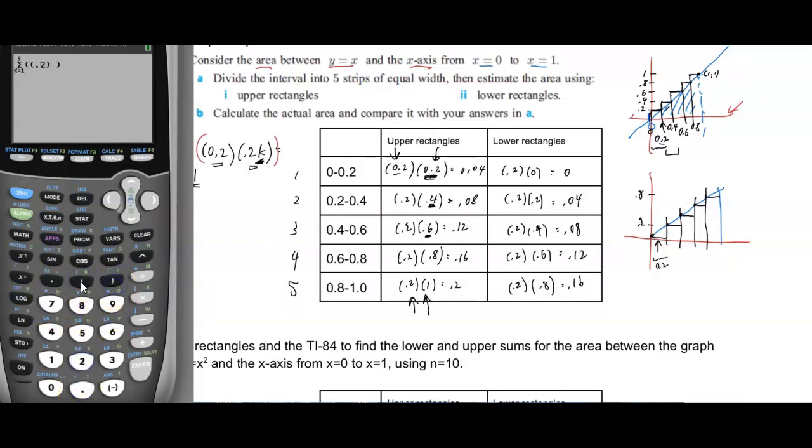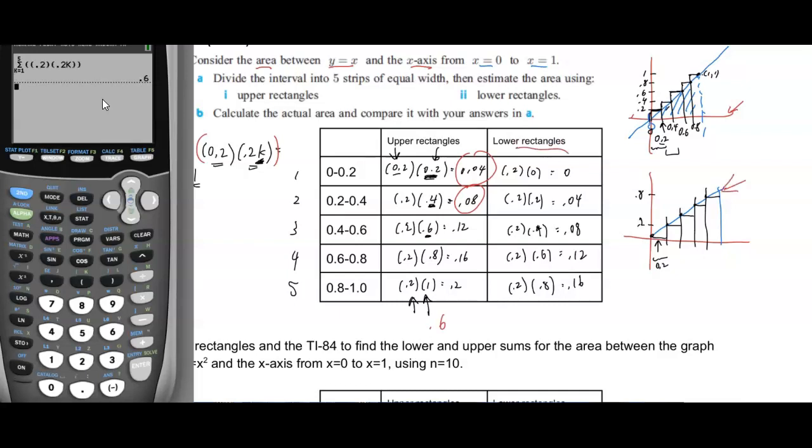So I'll put parentheses 0.2, and then I'll put parentheses 0.2 and then alpha k. And then I'll close the parentheses. And then the last parentheses is the last red parentheses. I hit enter, and my answer is 0.6. And if I look at the numbers that I have here and I add them up, I can see that they would add up to 0.6. So the answer is indeed 0.6. So the estimate using upper rectangles of this triangular area is 0.6.